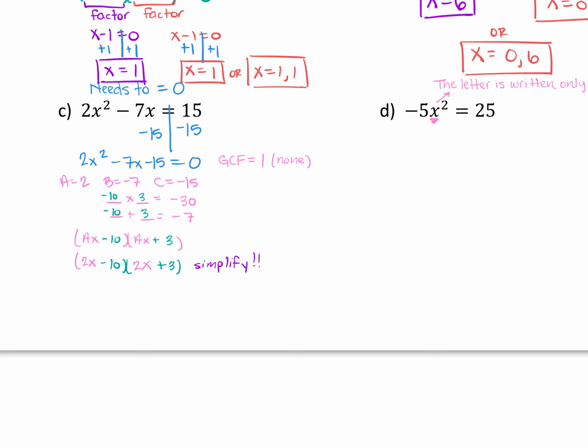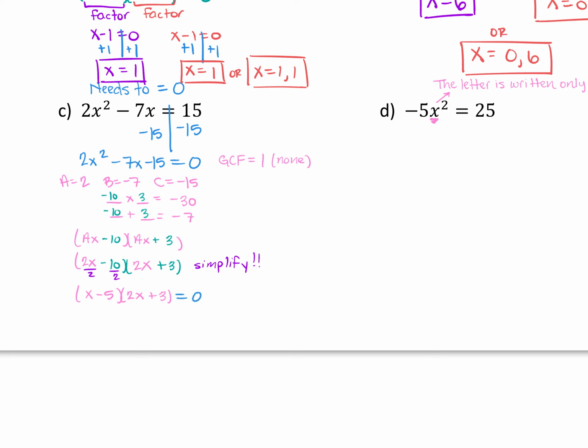Simplify. So between a 2 and a 10, you can divide by 2. And so that gives us x minus 5. And then between 2 and 3, there's nothing you can divide those by, so it just stays as 2x plus 3. Now comes the set equal to 0 part.